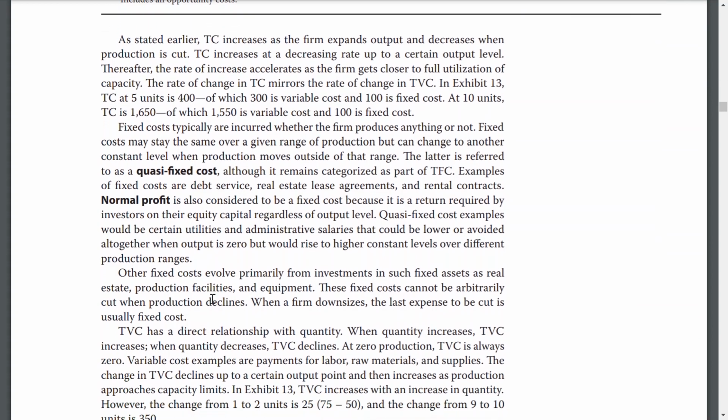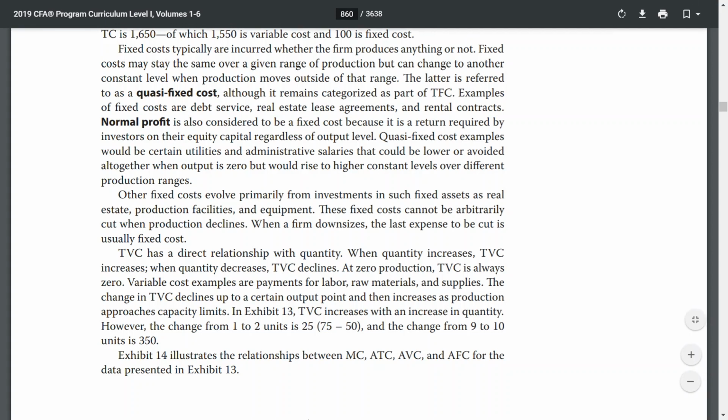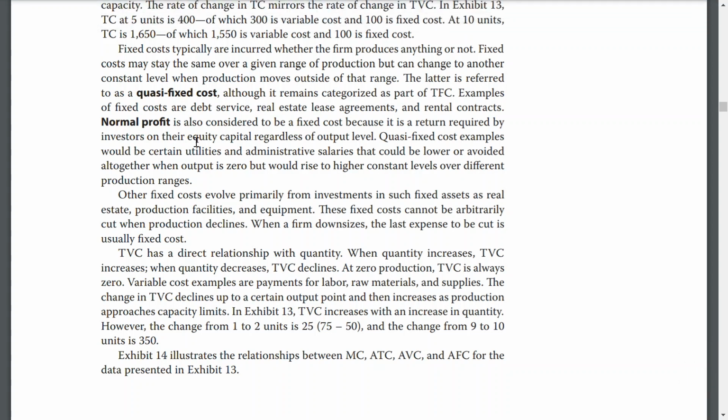Fixed cost may stay the same over a given range of production, but can change to another constant level when production moves outside of the range. The latter is referring to a quasi-fixed cost, although it remains categorized as part of the total fixed cost. Examples of fixed costs are debt services, real estate lease agreements, and rental contracts. Normal profit is also considered to be a fixed cost because it is a return required by investors on their equity capital regardless of the output level.